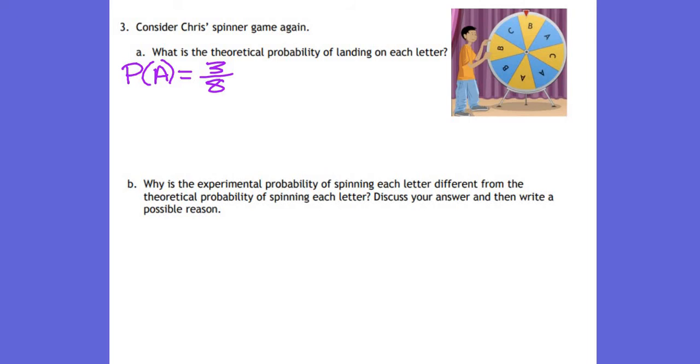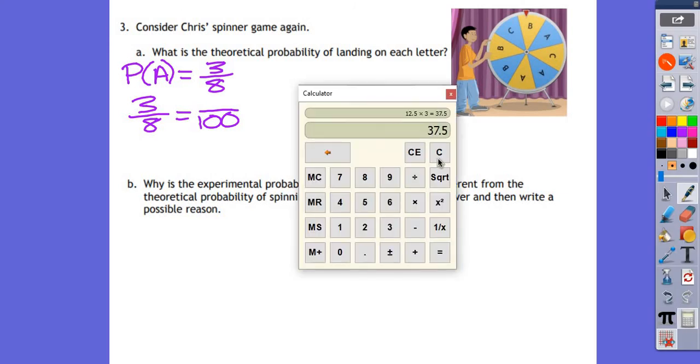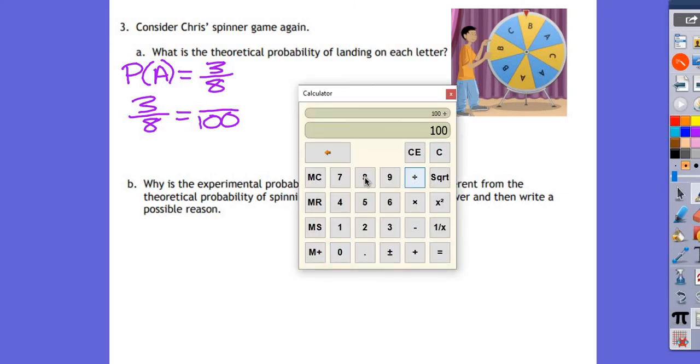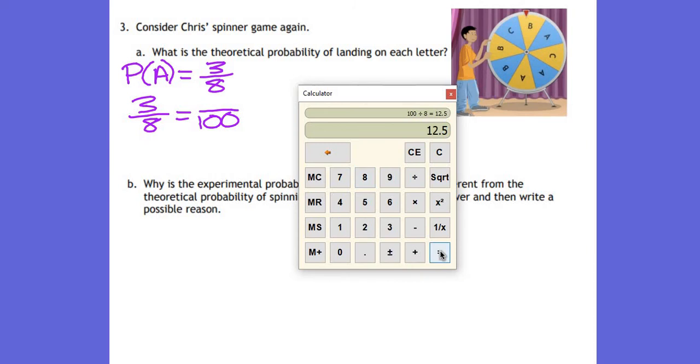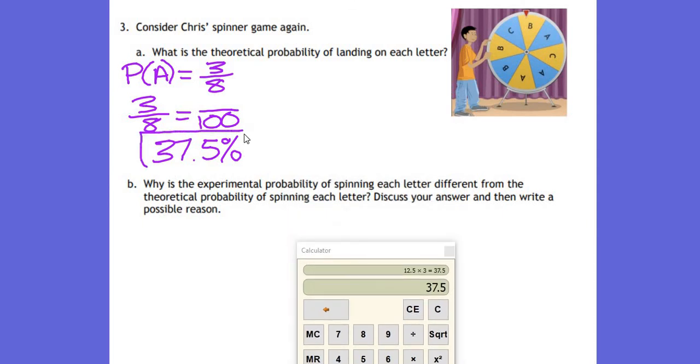I want to look at that as a percent. I can do 3 divided by 8 or 3/8. Convert it to over 100. 100 divided by 8 is 12.5. So 3 times 12.5 is 37.5. So this is 37.5% for the probability of A.